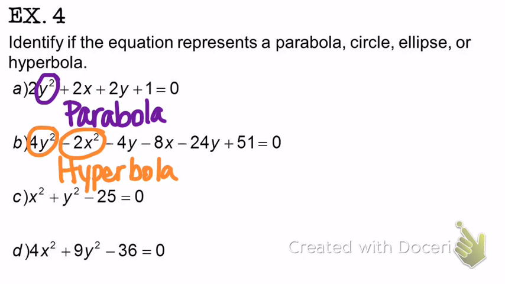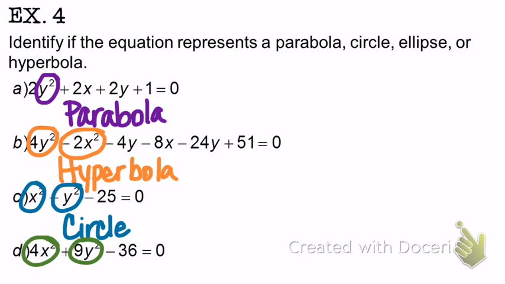C, I have x squared and y squared, and the coefficients are the same number, positive 1, so that makes it a circle. And then the last one, I have an x squared and a y squared. They are both positive. They could have both been negative, and that will make it an ellipse.